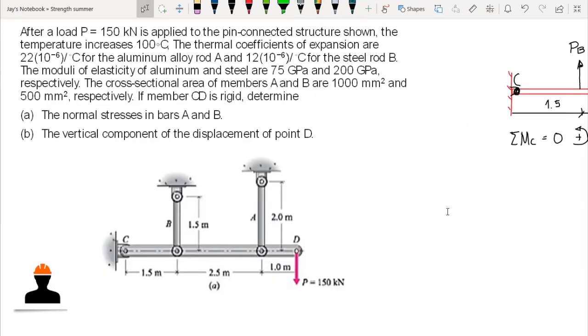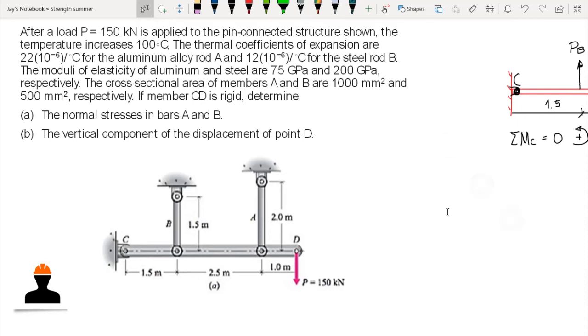I have here a new example, this one. After a load P that is equal to 150 kilonewton is applied to the pin-connected structure shown, the temperature increases by 100 degrees Celsius. The thermal coefficients of expansion are 22 times 10 raised to negative 6 per degree Celsius for the aluminum rod A.